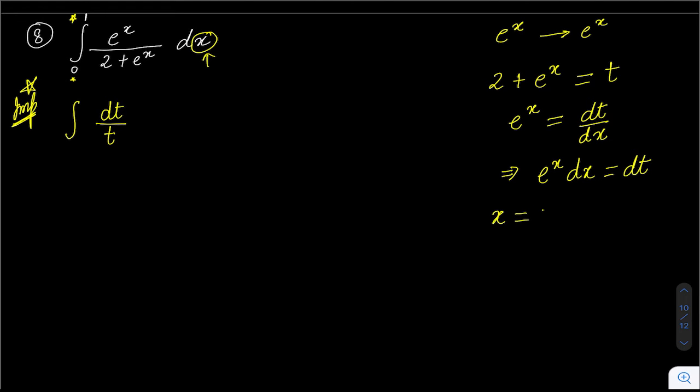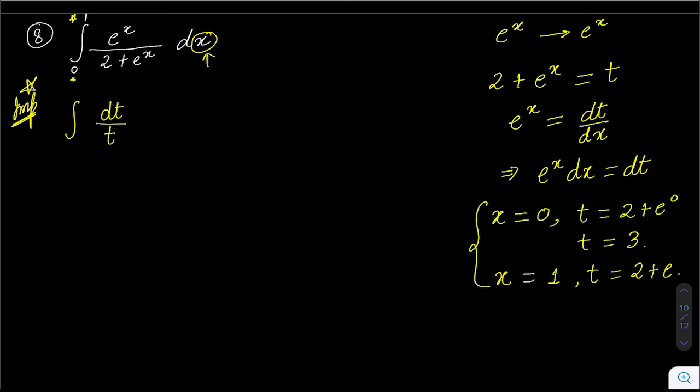So what you will do is you will find values of t. When x is 0, you will see what is t. So my t value is nothing but 2 plus e power 0. That is, t is equal to 3. When x is equal to 1, what is my t value? T value is 2 plus e. Right? Now my limits will be 3 to 2 plus e. So this is what my question is like now.